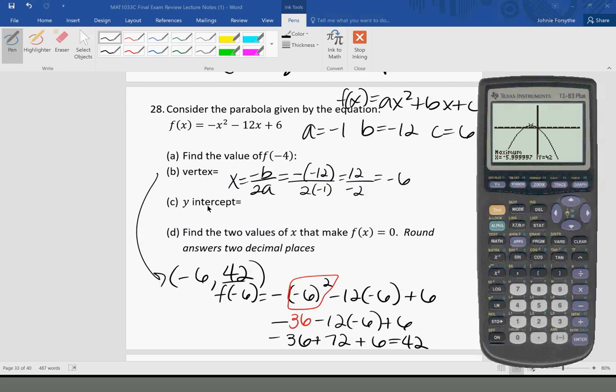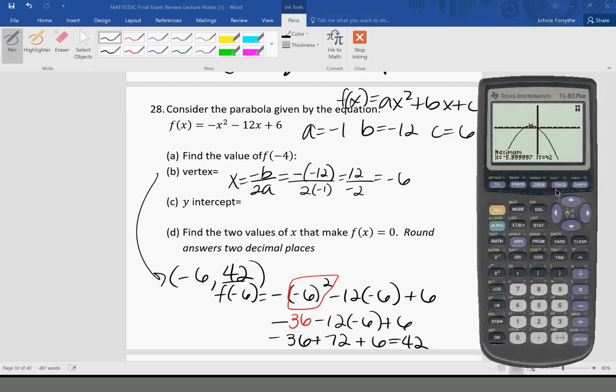If it asks for your y-intercept, that just means you plug in 0 for x, which is really simple for these because it'll just be 0 plus 6, which would equal 6. And then find two values of x that make f of x equal 0. That would be for D, where your function crosses the x-axis, right? So the way you would do that, that would be these two values here.